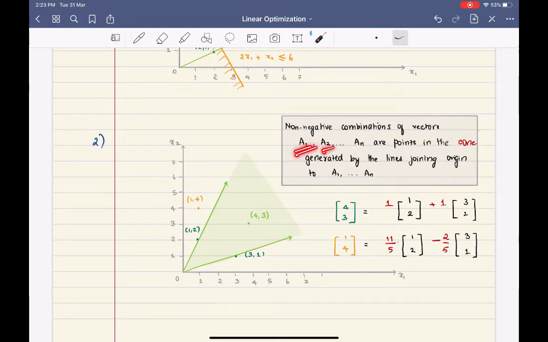Here we have been working in 2 dimensions for visualizing. Suppose you are given n vectors; the non-negative combinations of these n vectors are points in the cone generated by the lines joining the origin to these vectors. We cannot visualize this in n dimensions. In 2D, this is how it looks. In n dimensions, the space generated by the non-negative combinations is called the cone.